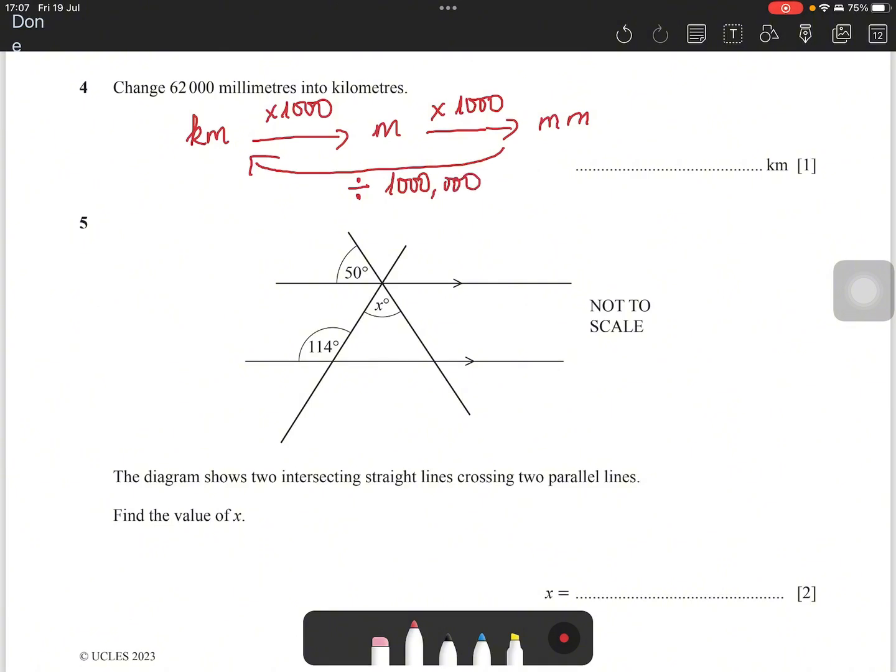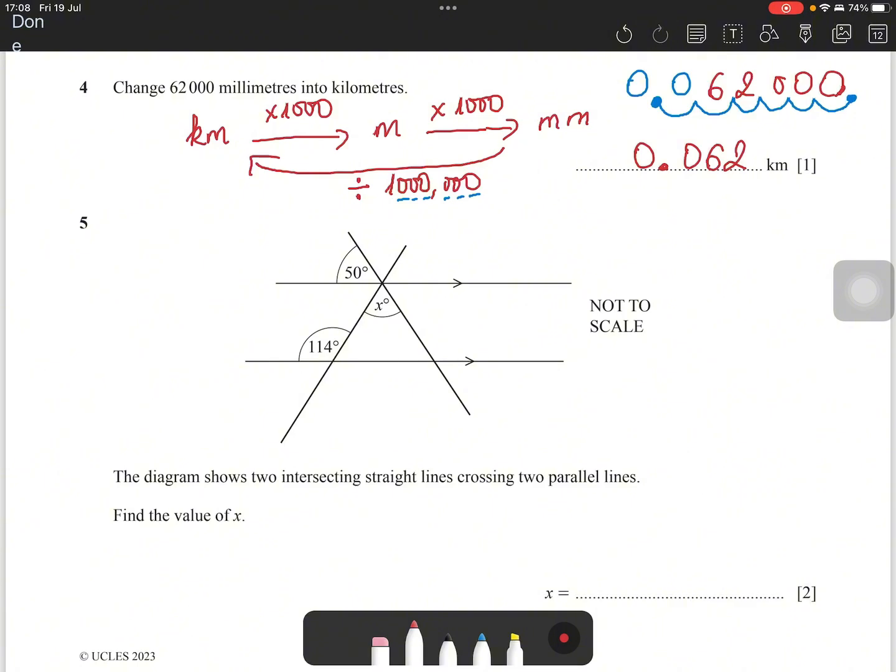This means we need to divide 62,000 by 1 million. To do this, we will need to move the decimal point 6 places to the left because in the number 1 million there are 6 zeros. So I'll move this 1, 2, 3, 4, 5, and 6. So we add 0 and 0 here. Then the final answer is 0.062 kilometers.